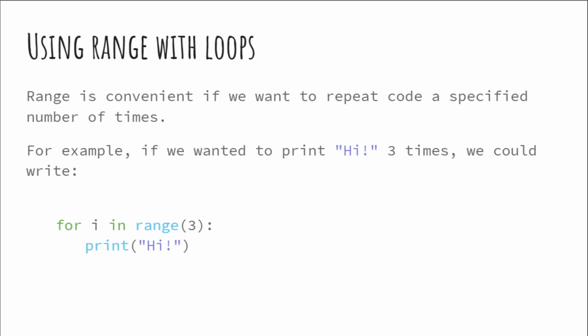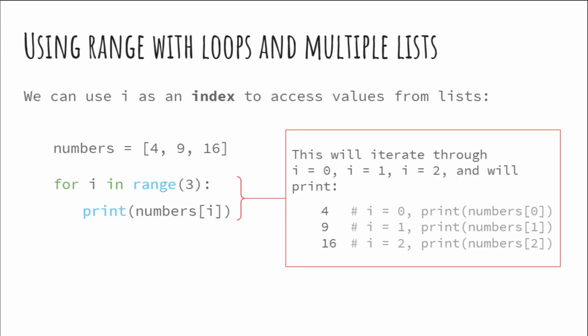And back to the presentation here as well. So one of the other really useful ways that we can use range is using range with loops and a few different lists, because we can use I as an index, like I mentioned, to access values from lists. So you remember, if we want to get the first element in numbers, we use the index 0. And that means we skip over 0 things. If we want to get the second element, we use numbers at 1. And that gives us 9 in this case, because we skip over 1 item.